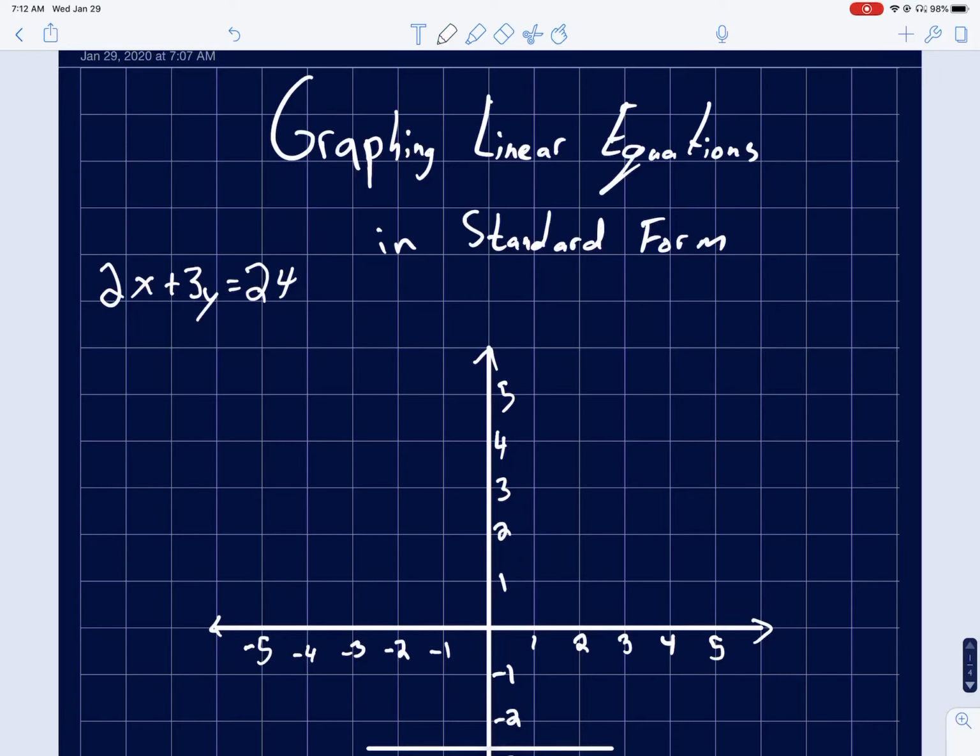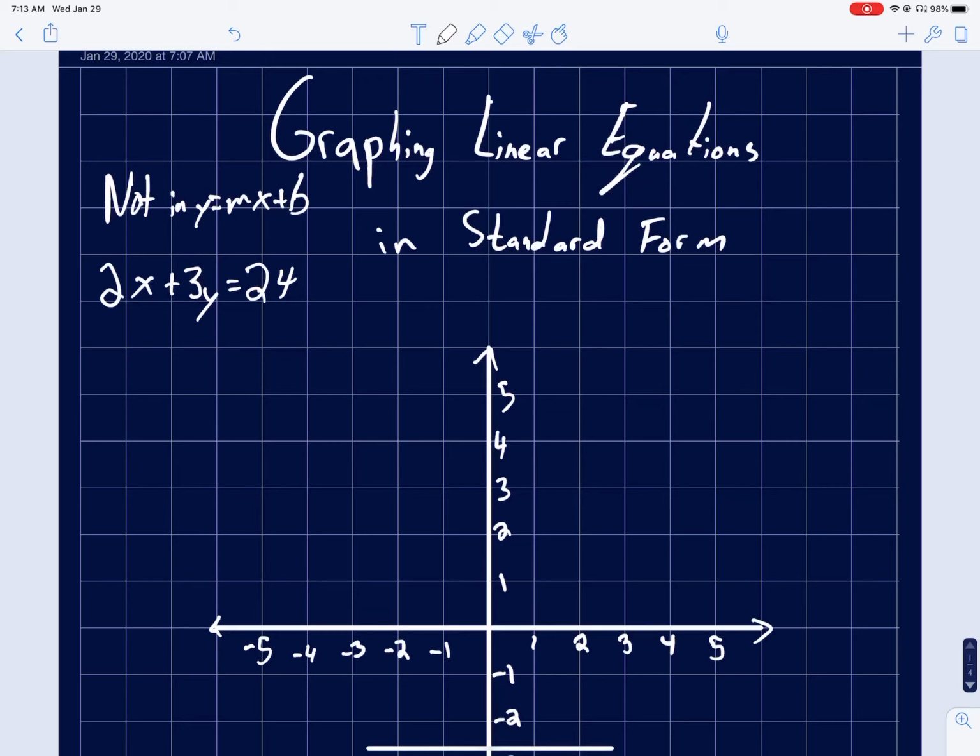Okay, so today I'm going to show you how to graph linear equations that are in standard form. So this equation right here is not in y equals mx plus b form. Now, you have two options, and I'm going to show you the first option. The first option is you can put it into y equals mx plus b form and then graph it.